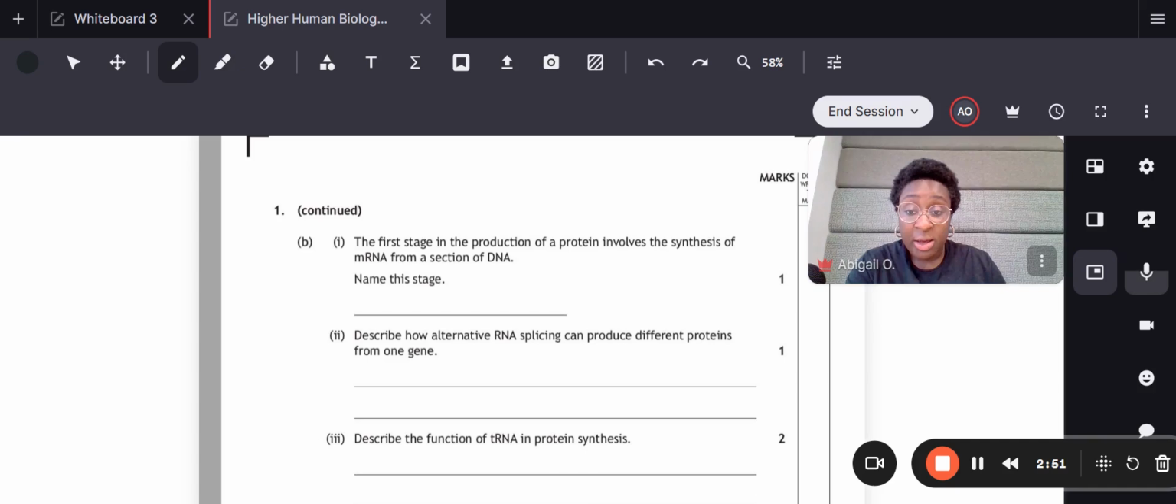Question B. The first stage of the production of a protein involves the synthesis of mRNA from a section of DNA. Name this stage. So this is all about production of a protein. And because we're talking about synthesizing mRNA, that's going to be the first part of our two-step process, okay? So we have the process of protein production is transcription and translation. So transcription is the production of that mRNA molecule. Translation is turning that mRNA molecule and using that to translate it into a protein. So the first stage here is going to be transcription.